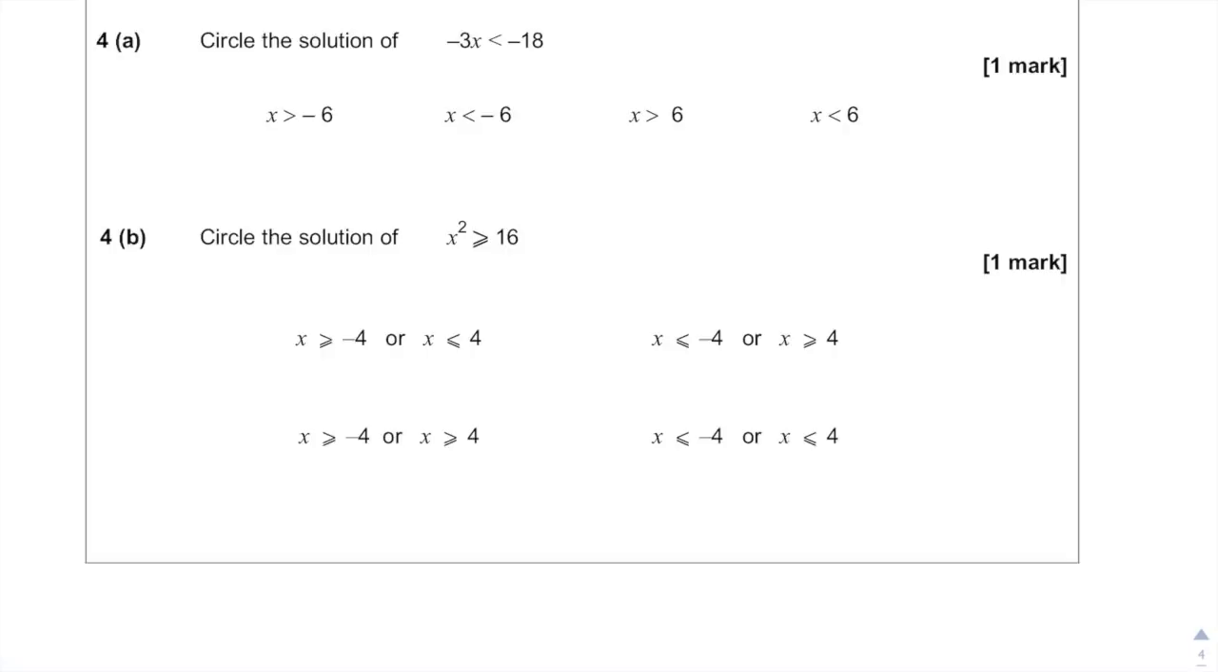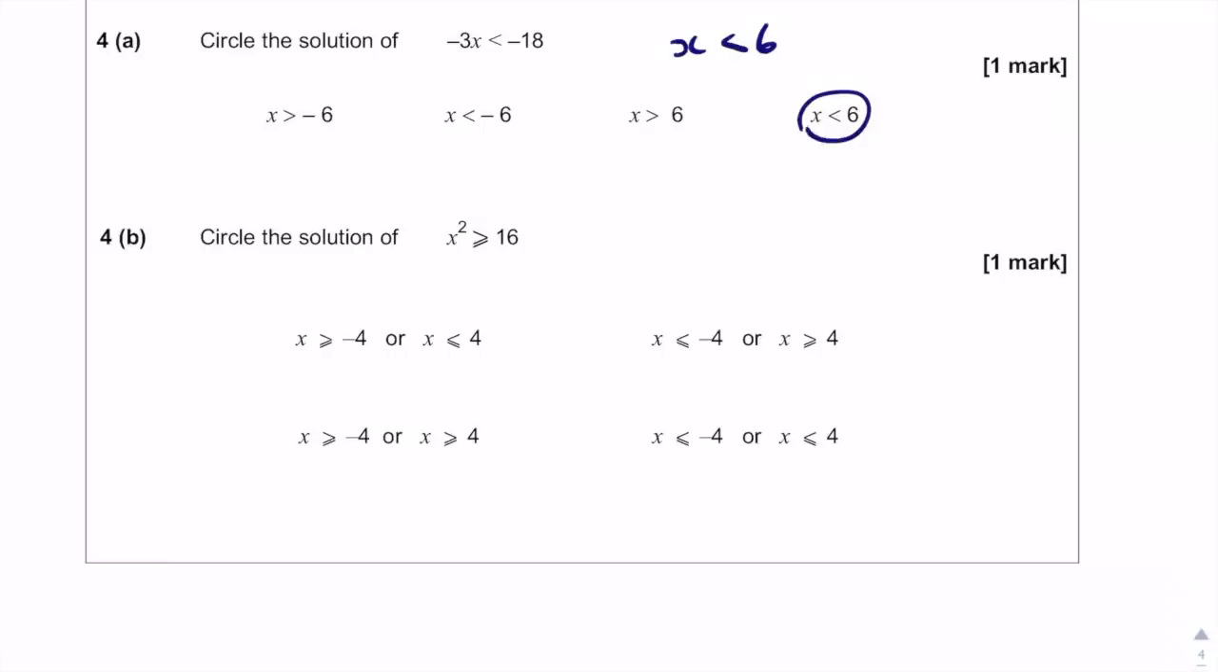Question 4, part A. Circle the solution of -3x < -18. All we have to do is divide this inequality by -3. So we're going to get x is less than, and then -18 divided by -3, which is 6. So it must be that answer there.